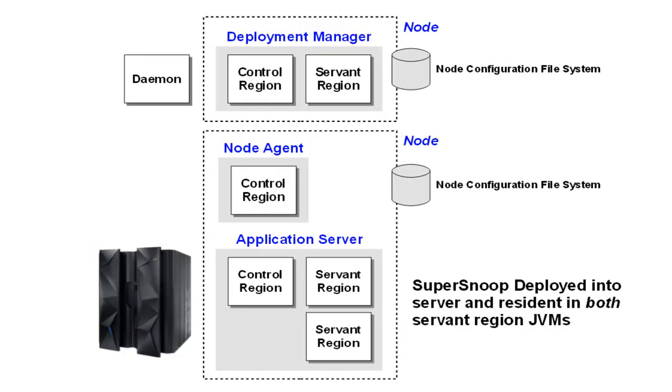As a reminder, this is what our runtime environment looks like. It's a simple network deployment configuration with an application server configured with two servant regions. And in the application server, we have the Super Snoop application deployed.